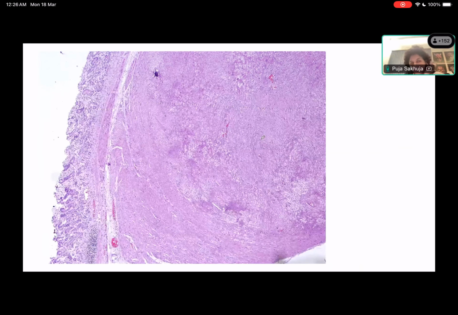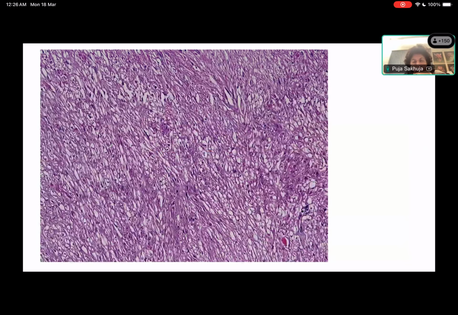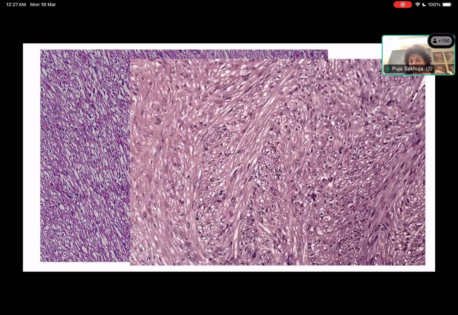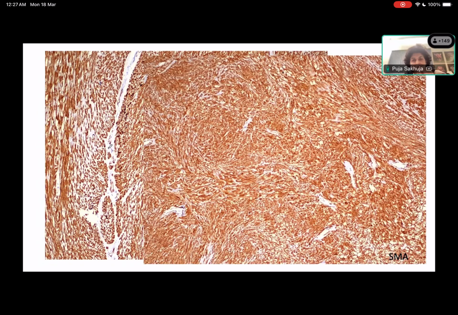Now just a quick look at these other tumors. This is another tumor where you're seeing the tumor again is in the muscle, correct? This is the high-power part of the same tumor. And here we have desmin positive, and we have SMA positive. So what is this likely to be? Leiomyoma.